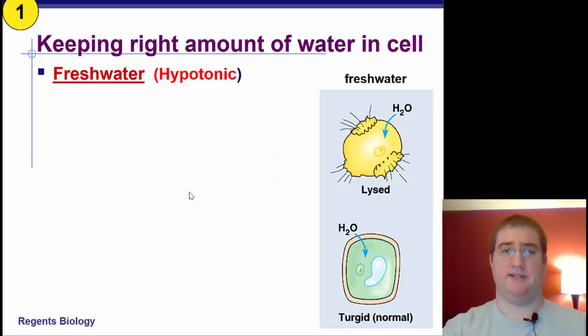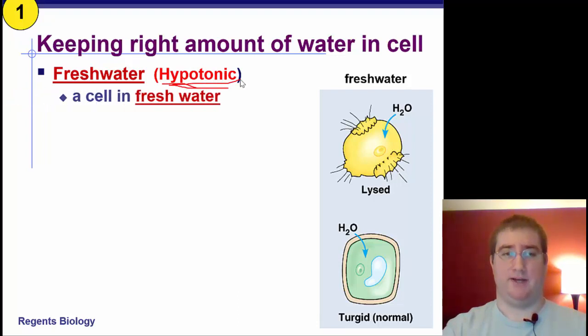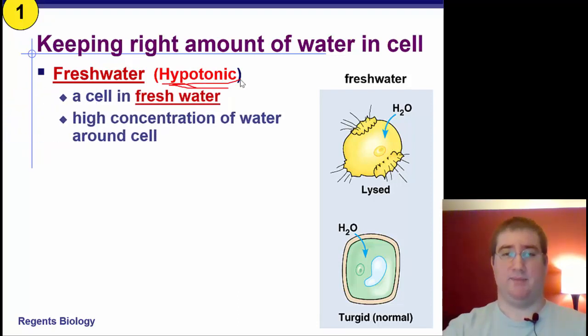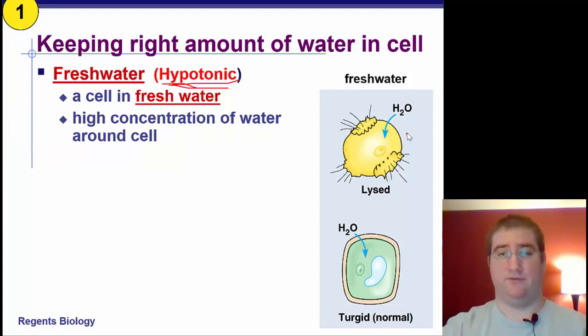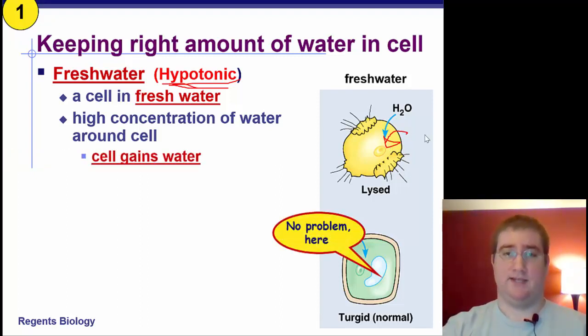The first type of condition, which is the freshwater condition, is known as a hypotonic solution. Hypotonic means that there's more water outside the cell than inside the cell. Therefore, if there's more water outside than inside, water is going to flow into your cell. So it's going to go from high concentration outside to low concentration inside the cell. This causes the cell to gain water, and if you're an animal cell, you're going to go boom.